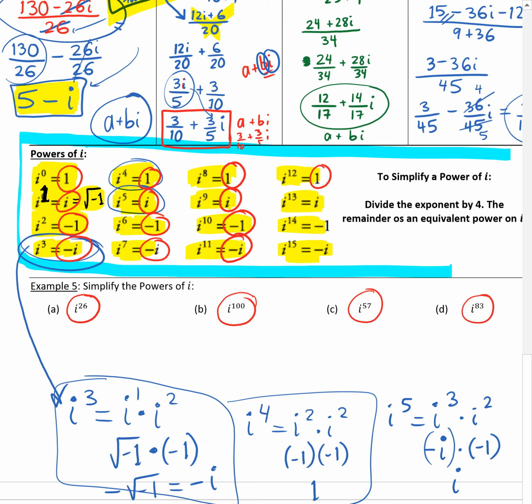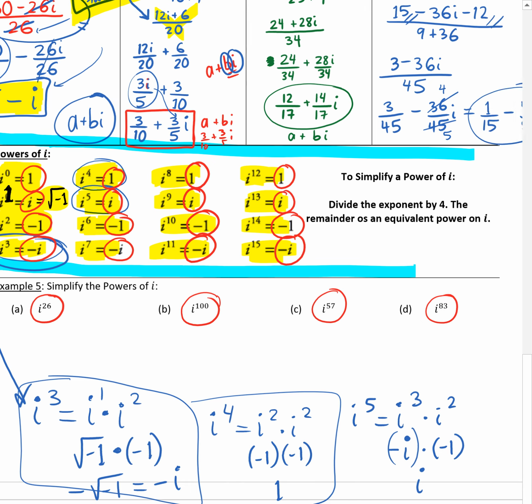So really, any power of i will be one of these numbers. That's good to know. It doesn't matter how high of a power. If you go up to i to the 1,000,000th power, it'll be one of those 4 things: 1 or i or -1 or -i. So really our job, when they tell us to simplify i to some power, is just to determine which one of those it's going to be.